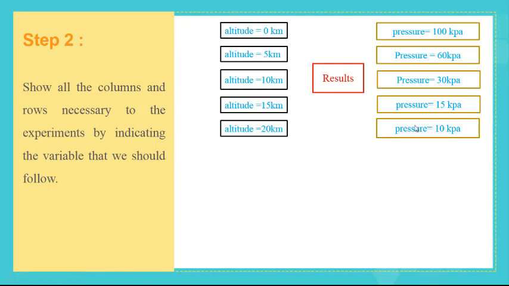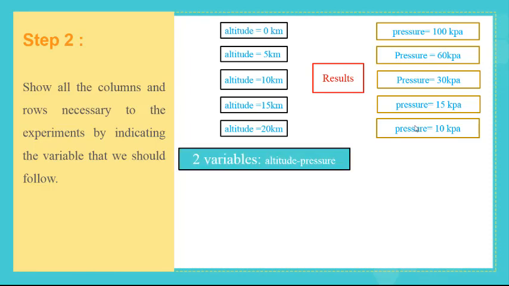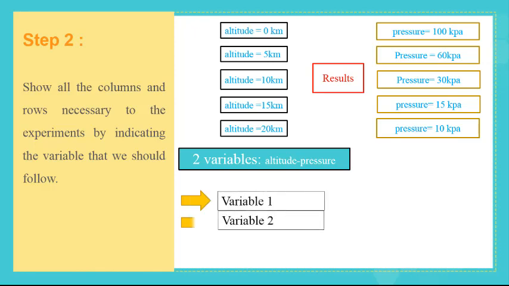How can I now determine the number of rows and columns needed? The number of variables, which are 2, altitude and pressure, helps us to indicate the number of rows. So, since there are 2 variables, we need to draw 2 rows. Row 1 for variable 1, row 2 for variable 2.